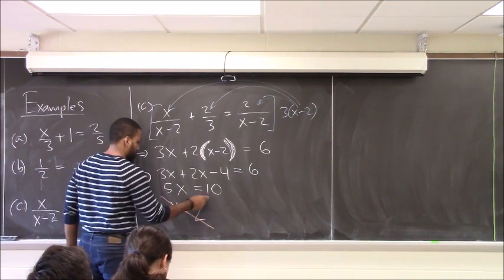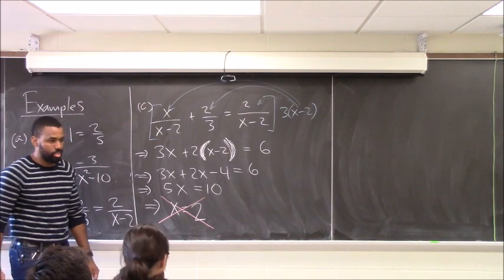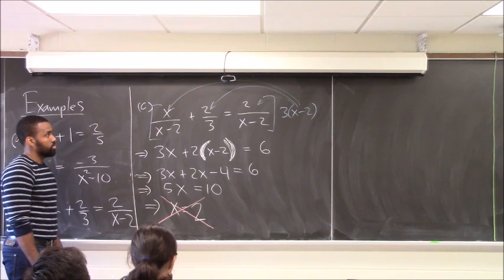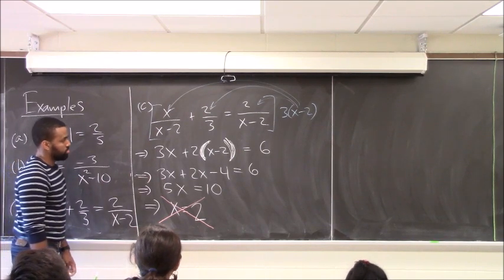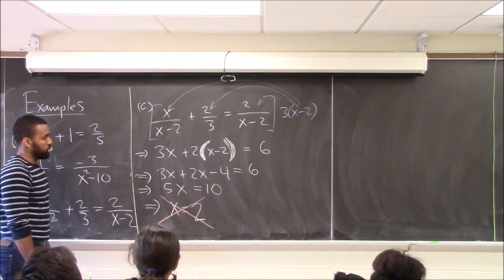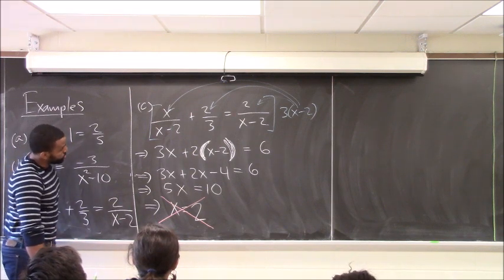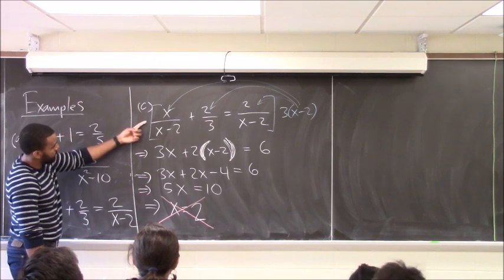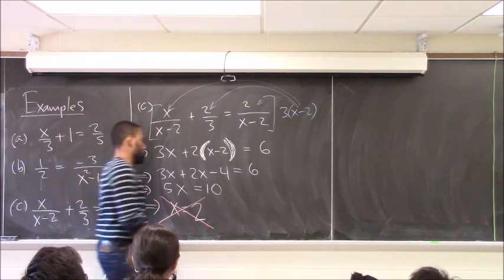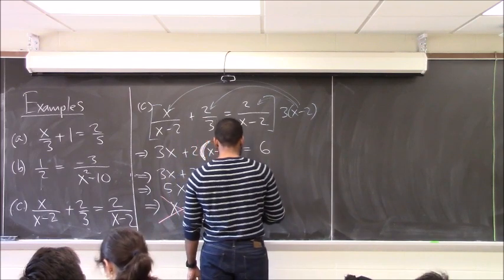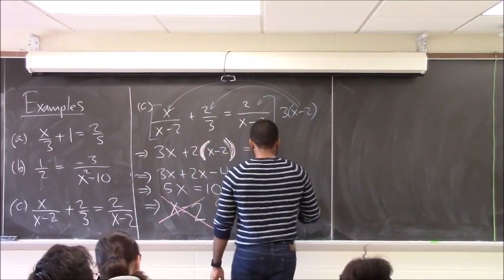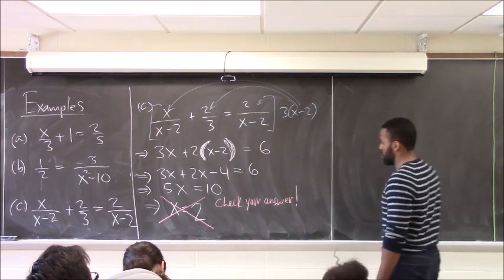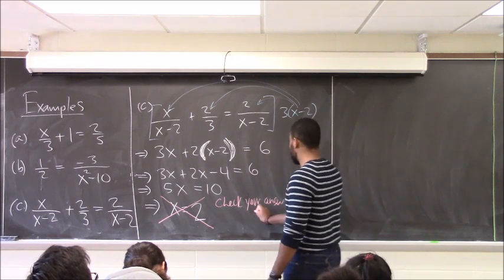This is not the answer. Where did I go wrong? Forget how to expand? Well, no. You just need to remember that the equation you were given was actually not linear. It was actually a rational expression. So that age-old thing where you always have to check your answer applies. You'll notice that x cannot be 2.